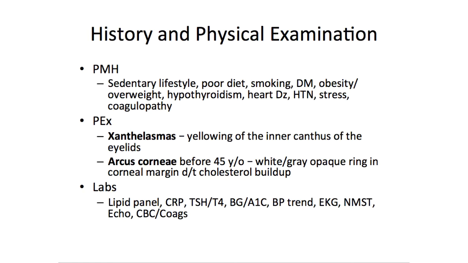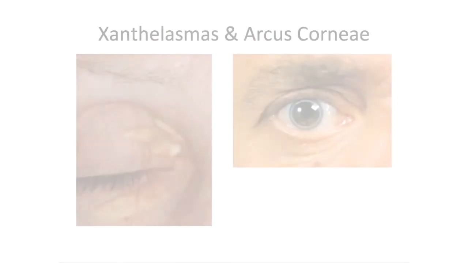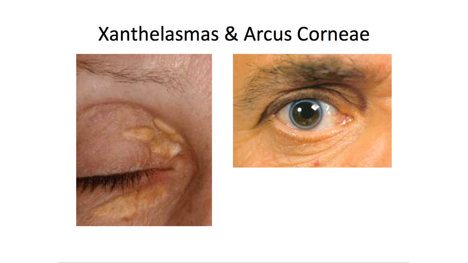In the labs, you especially want to look at the lipid panel as well as the C-reactive protein. There are additional labs that look at the past medical history. This image shows Xanthelasmas on the left and Arcus Corneae on the right.